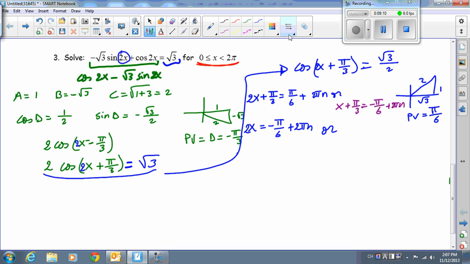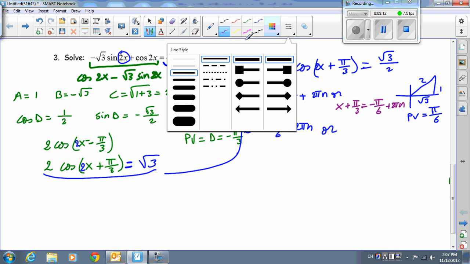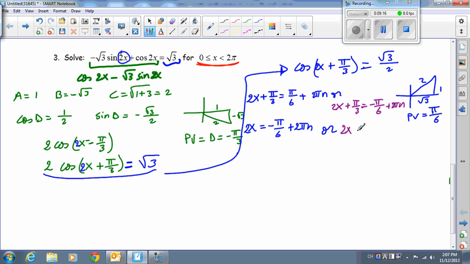Or the purple one, I will have instead 2x is equal to, that will be negative pi over 6 minus 2 pi over 6, or minus pi over 3. That will be negative 3 pi over 6 plus 2 pi n. All right. At this point, I will divide everything by 2.